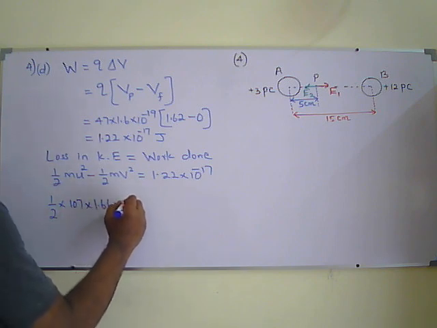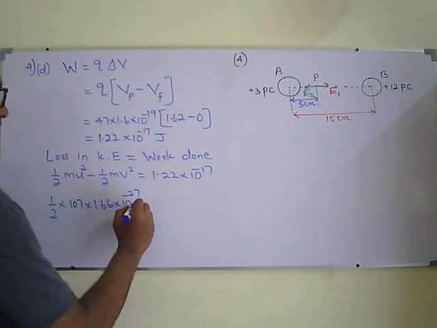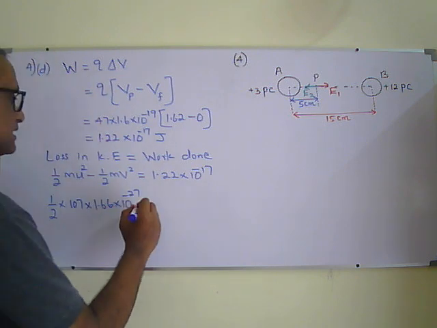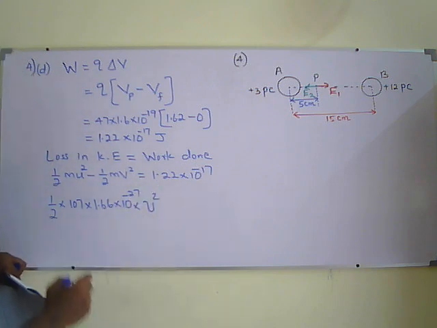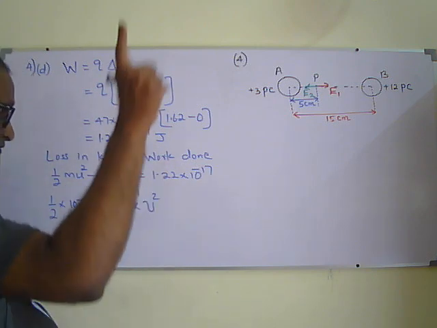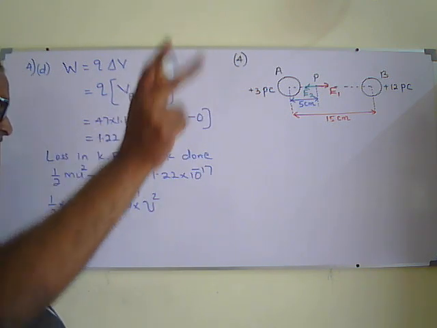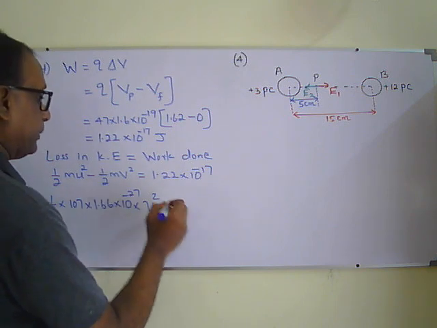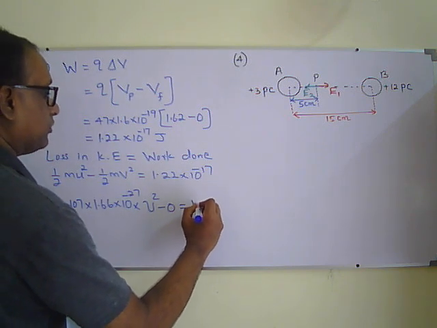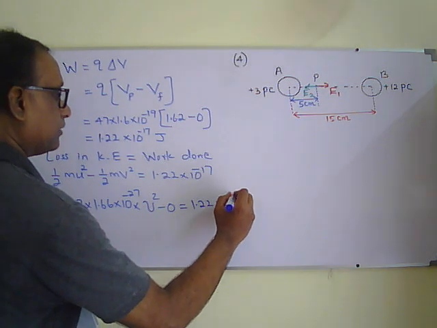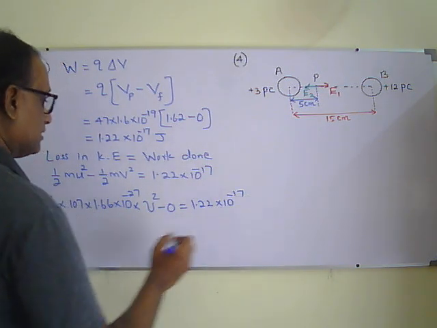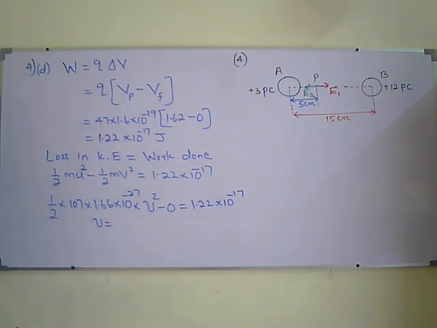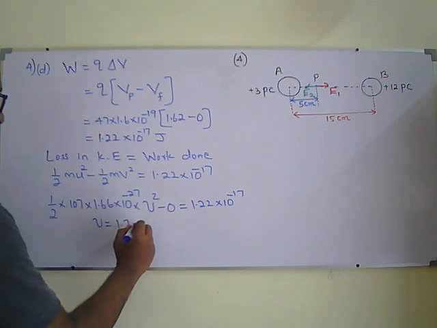1.66 into 10 to the power minus 27, into the initial speed at far distance, which is given as v. So I'm using v squared. Initial speed is v squared, moving from the initial point at far distance. Finally, at point P, the speed is 0. This equals 1.22 into 10 to the power minus 17. Solve it, you will get the v. You will get 1.2 into 10 to the power 4.